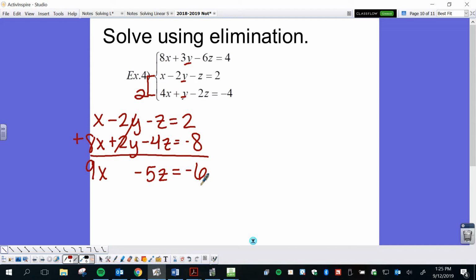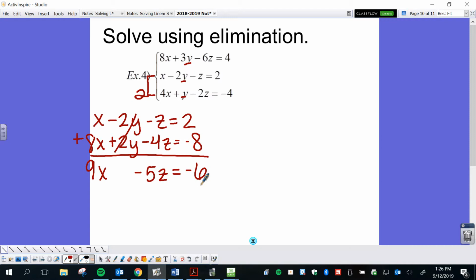Okay? All right. Now, it feels like you want to do more here, but you can't. You can't solve this. There's 2 variables in it. You move on. You're done with that. Now you got to go and you got to pick out that other equation we didn't use, which was row 1. Okay? And we're going to combine this one.